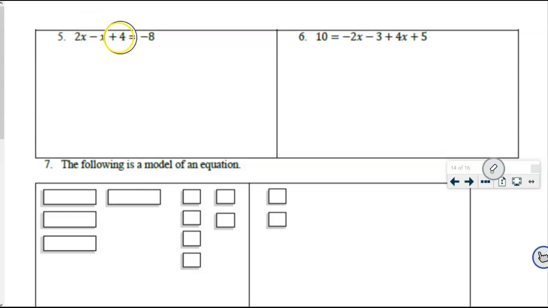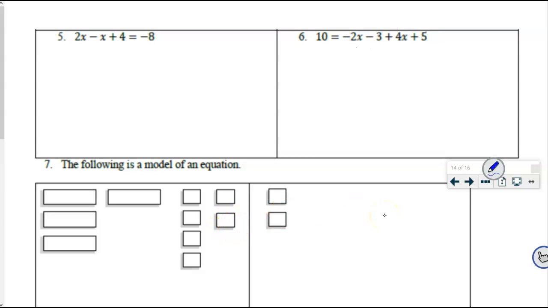We have an expression equal to another expression. But guess what? Negative 8's already simplified. This part, not simplified. You have to simplify it first. Then you can solve it. Same thing here. We have an expression equal to an expression. 10 is an expression that's already simplified. This is an expression that is not simplified. So you've got to simplify it first.